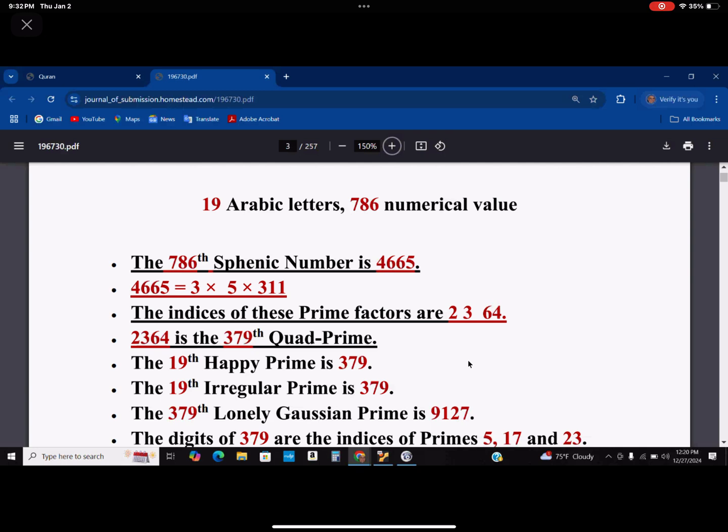The 19th happy prime is 379. The 90th irregular prime is also 379. Isn't that amazing? So God is stressing this fact. The 377th lonely Gaussian prime is 9127. So again, somebody uttered Bismillah ar-Rahman ar-Rahim, they went back to 9127.